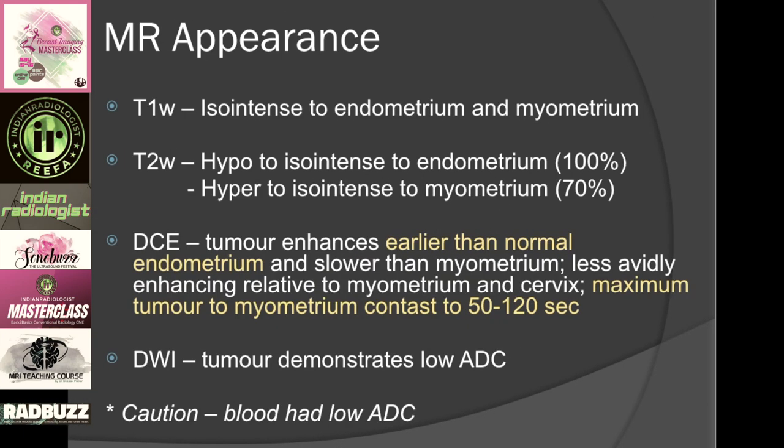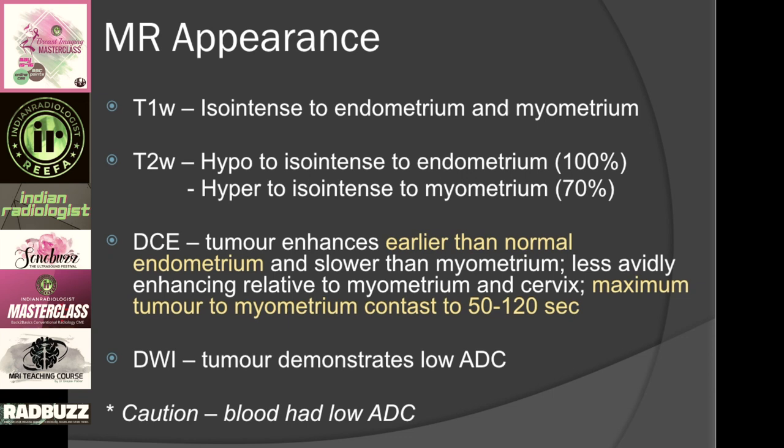On T1 MRI, the tumor is going to be iso-intense to endometrium and myometrium, so you will not really be able to identify the tumor. Whereas on T2-weighted sequences, the tumor is going to be hypo-intense or sometimes iso-intense to the endometrium, and it's going to be hyper-intense to the myometrium.